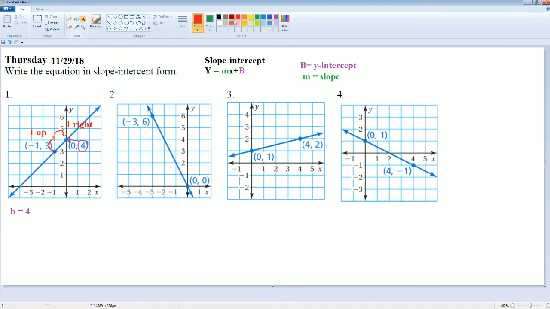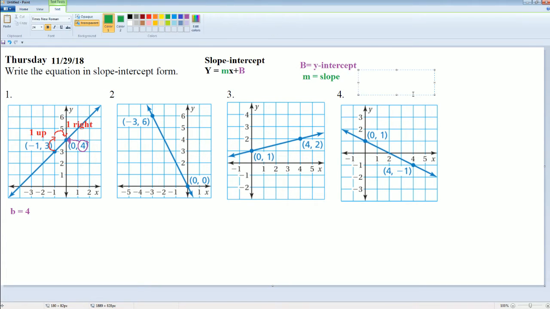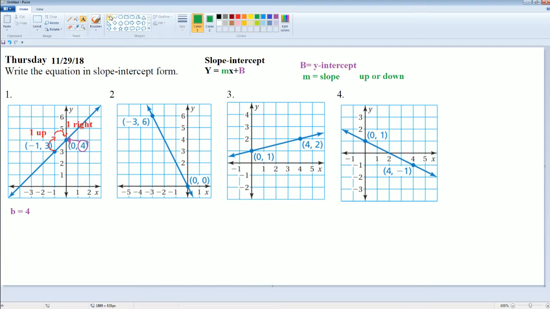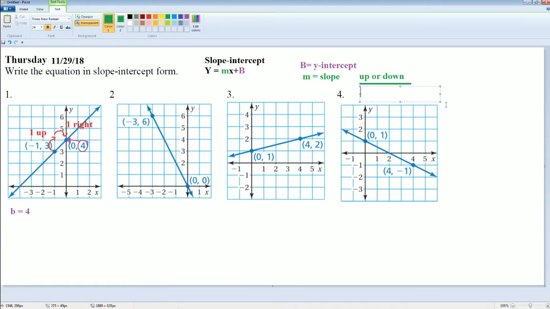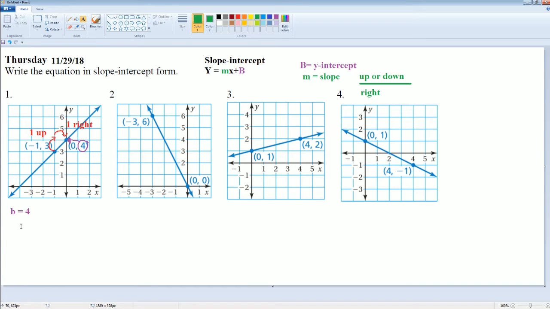So the slope here, again, let me just remind you, the slope, it is up or down, depending if it's positive or negative. And you're going to divide that by how much it is going to the right. Okay? So for this one, the slope, which is going to be m, was 1 up, so 1, and to the right 1, which is 1 over 1.